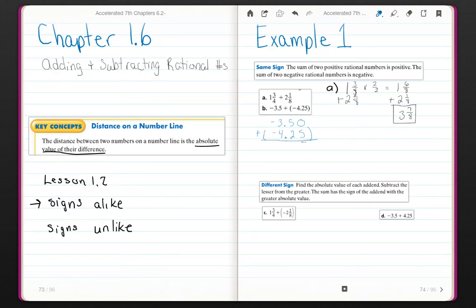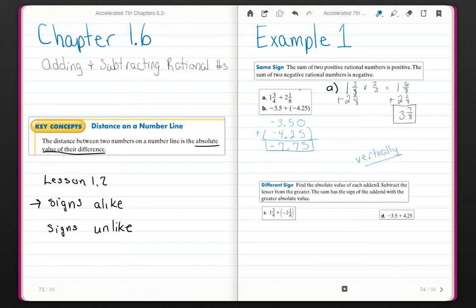So 0 plus 5 is 5. 5 plus 2 is 7. 3 plus 4 is also 7. And both of these numbers are negative, so my entire answer will be negative. So negative 3.5 plus negative 4.25 is negative 7.75. Now notice with both of these, I turned the problems vertically. I would like you to do the same, please.